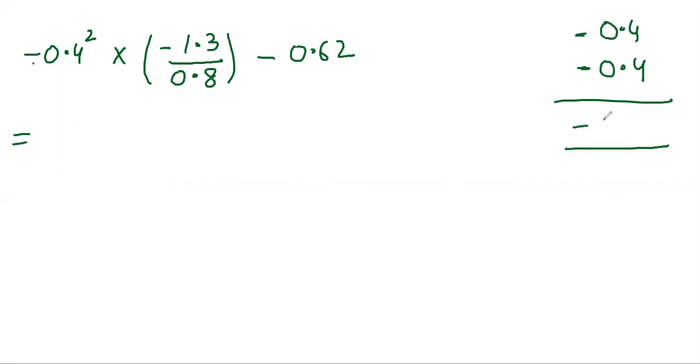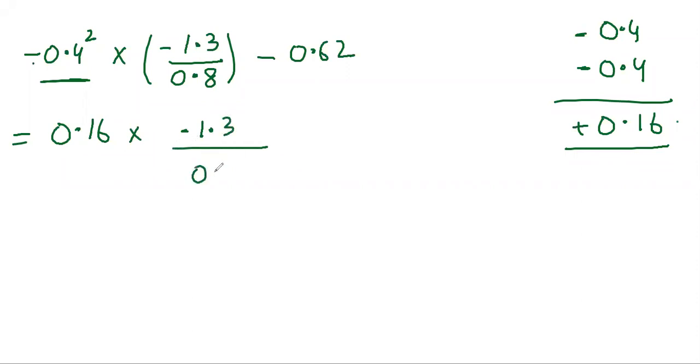0.16. So 0.16 is the answer you get. Okay, so minus minus will be plus. So the answer of this is minus 0.4 squared, which is 0.16. So multiply by minus 1.3 divided by 0.8.